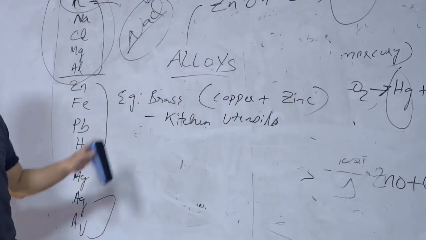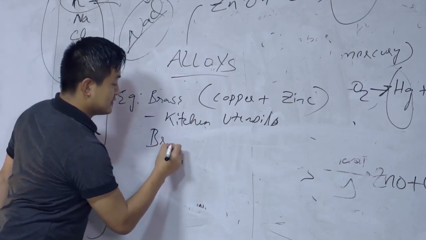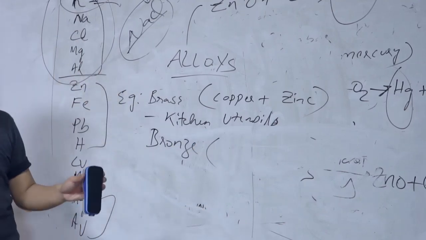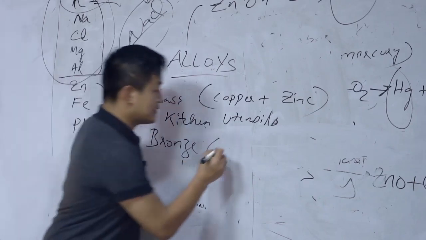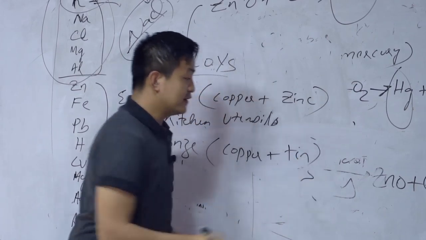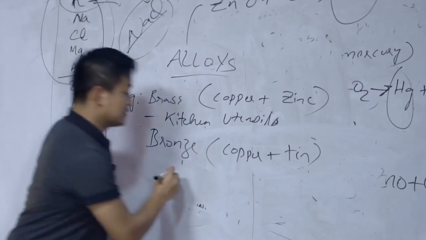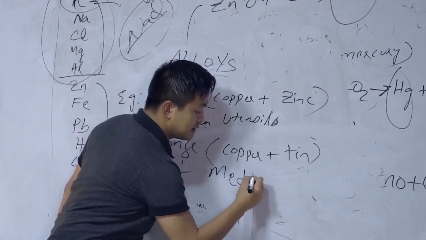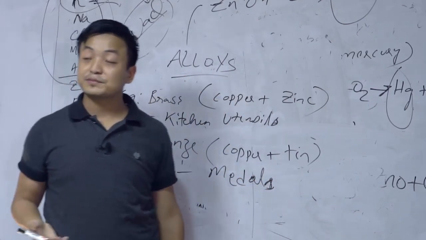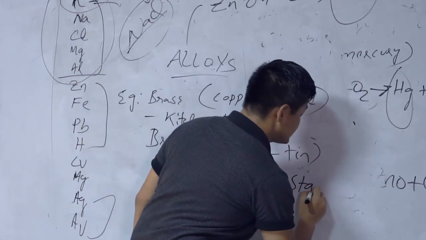Now, let's say bronze. Bronze is also a combination of copper and tin. Copper and tin together give bronze. Where do you use this bronze? For medals, as well as for statues. Big statues are all made of bronze. So, statues.